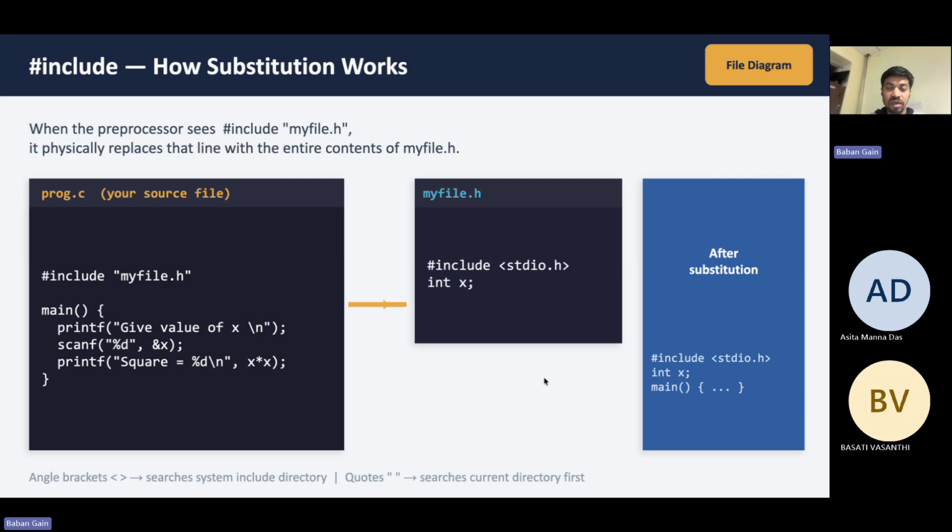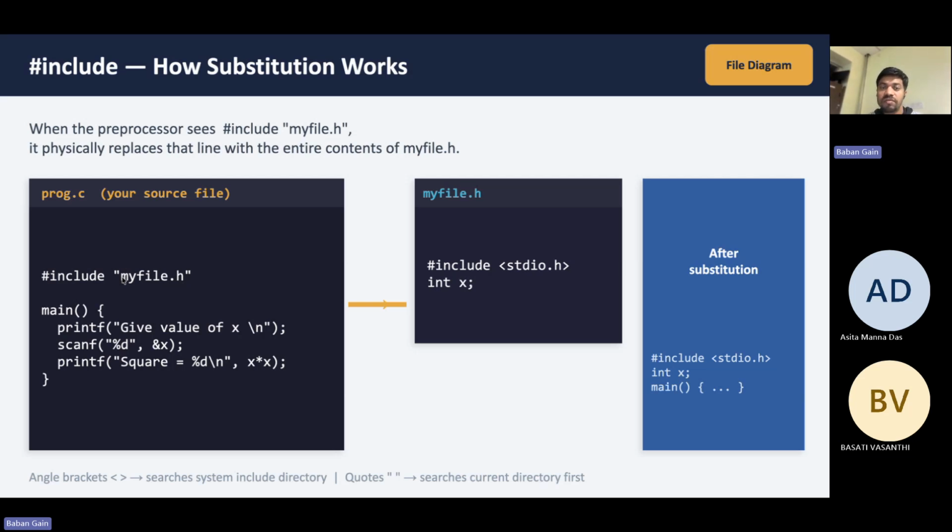One thing to note here is that there are differences in syntax. For example, hash include stdio.h with angle brackets searches for stdio.h within the system files, the C directory. But if you use double quotation marks, it will search within your current folder. It will search your current folder first, but if it is unable to find it, then it will search the system folder.